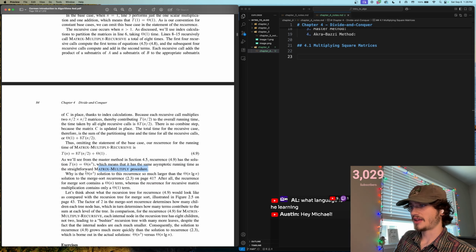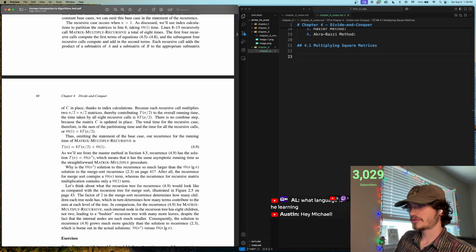Why is the Theta of n cubed solution to this recurrence much larger than the Theta of n log n solution to the merge sort recurrence in 2.3 on page 41? After all, the recurrence for merge sort contains a Theta of n term, whereas the recurrence for recursive matrix multiplication contains only a Theta of 1 term.